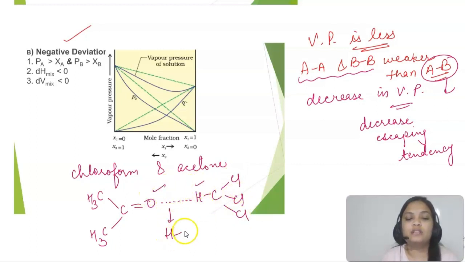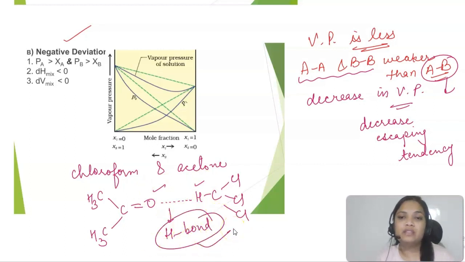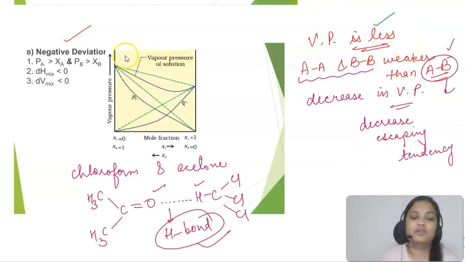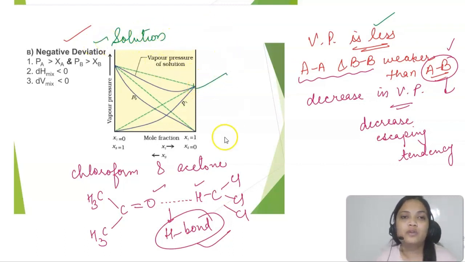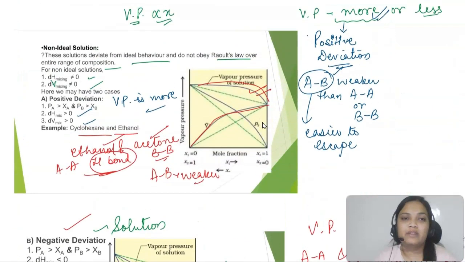So because of this hydrogen bond, you know hydrogen bond is a strong bond. So what will happen in this case? The AB interactions would be stronger and the vapors will find it difficult to escape. So there will be a lowering in the vapor pressure, means the vapor pressure would be less, and your solution will show negative deviation from Raoult's law, and this is the kind of graph you are going to get. Okay, so these are the main points you must remember about the positive and the negative deviation.